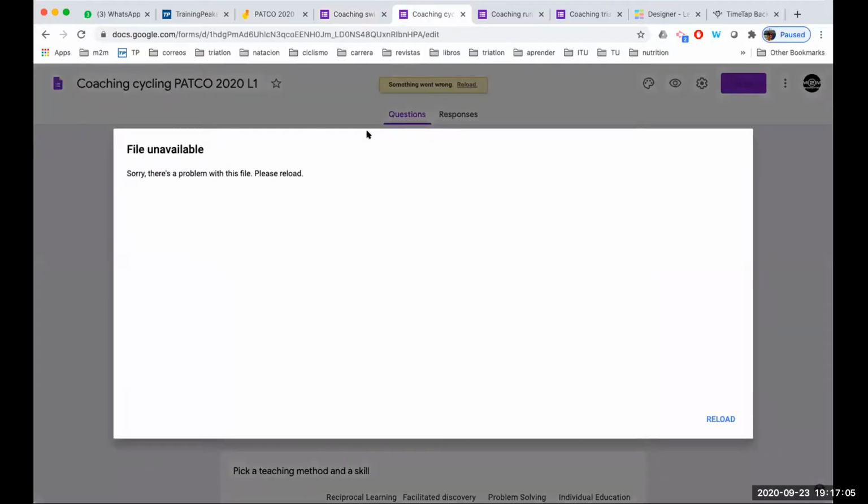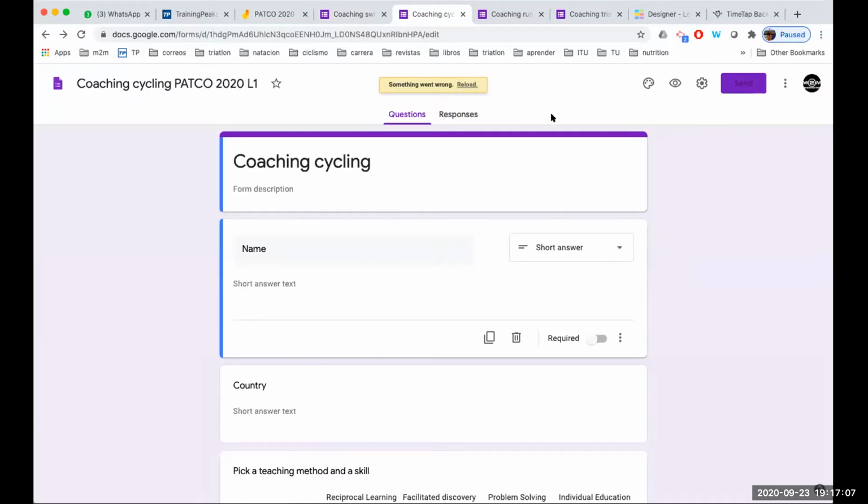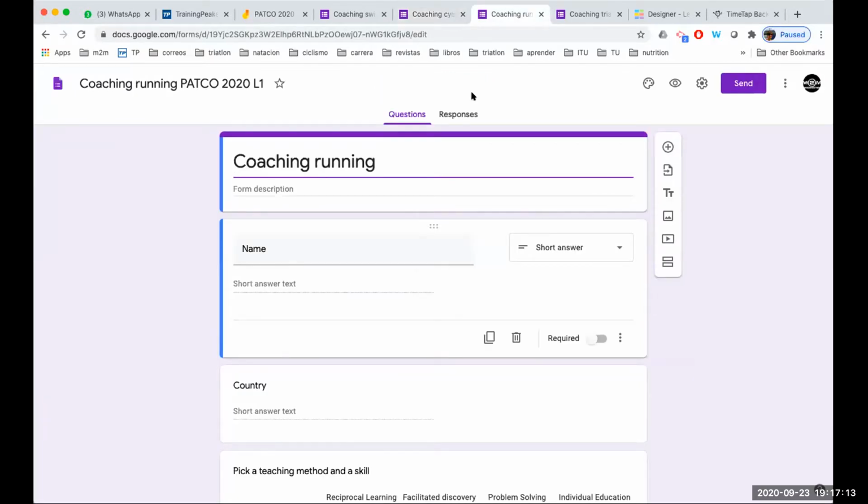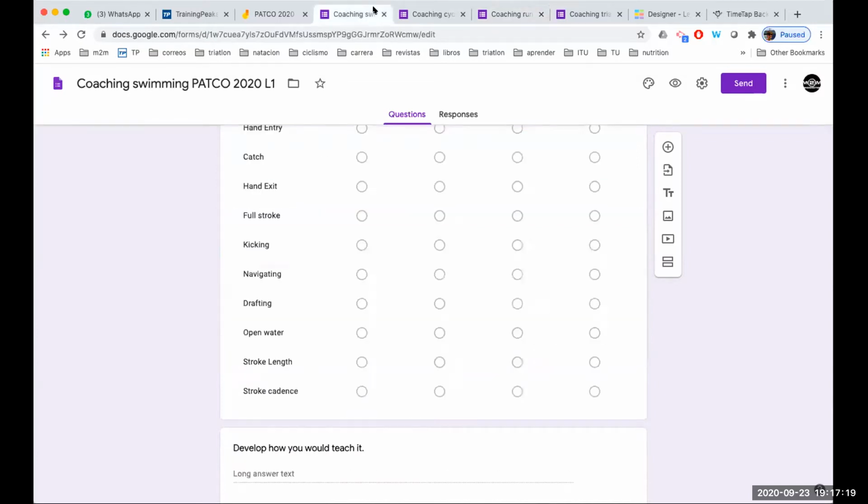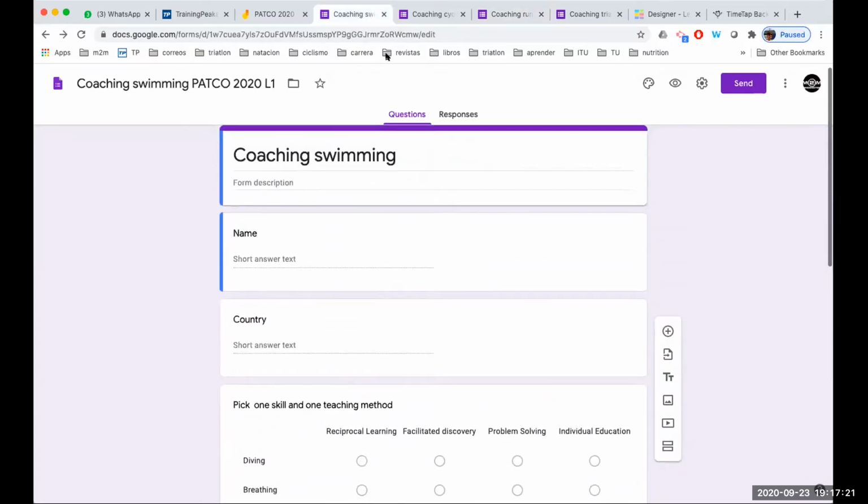Then group number 2 is going to use coaching cycling. Group number 3 is going to use coaching running. And group number 4, you can choose coaching swimming again, okay?